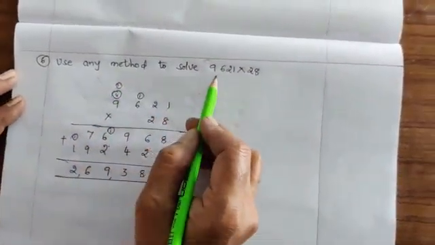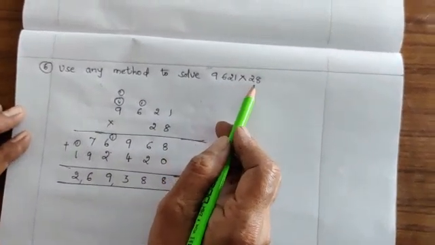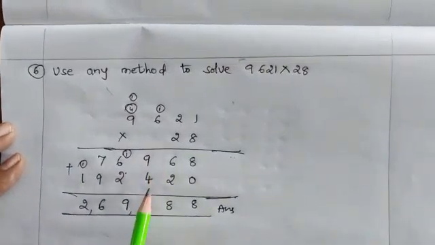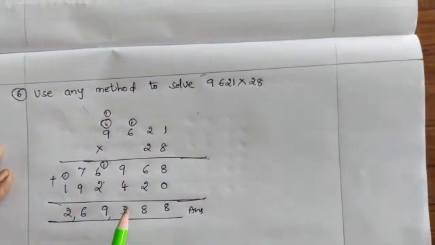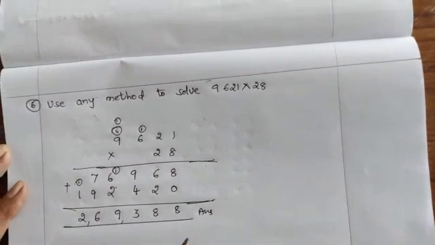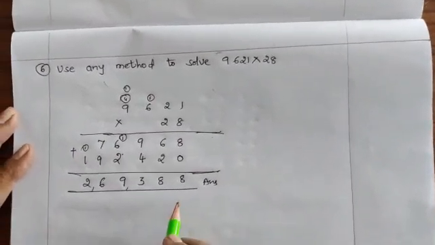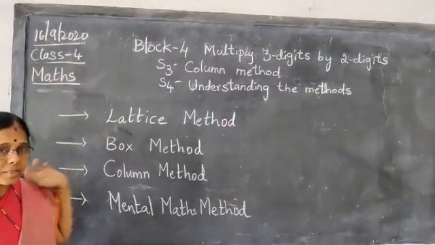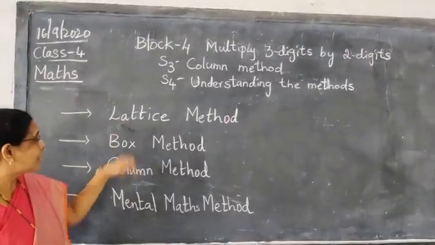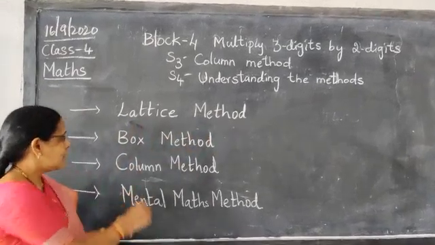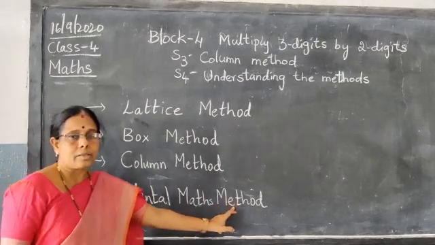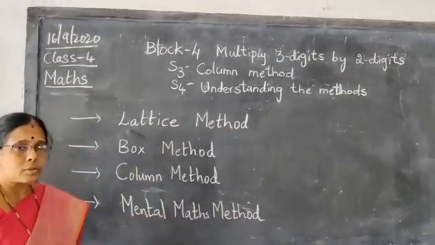Sixth bit, use any method to solve 9621 into 28. I used the column method, children. Okay, children, in this block we learned about 4 methods, that is lattice method, box method, column method, mental maths method. Okay, hope you all understood.